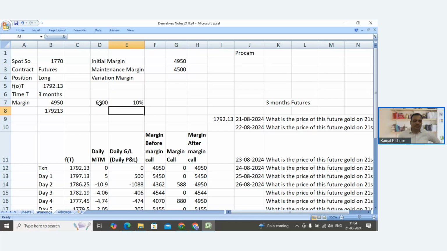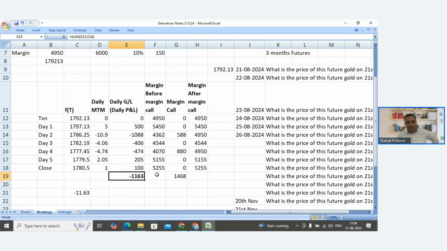150 rupees, let's say. So what is my cost? I'm borrowing 6,000 rupees. My cost is only 150 rupees. With 150 rupees, what exposure am I taking? 180,000. What was my cost? What was my investment? 150. Now, how much loss did I incur? So now, what is your loss?